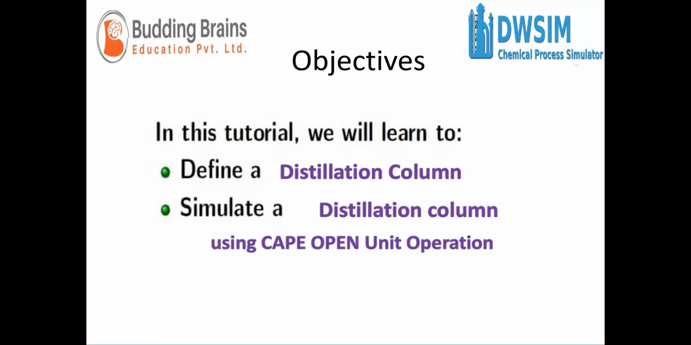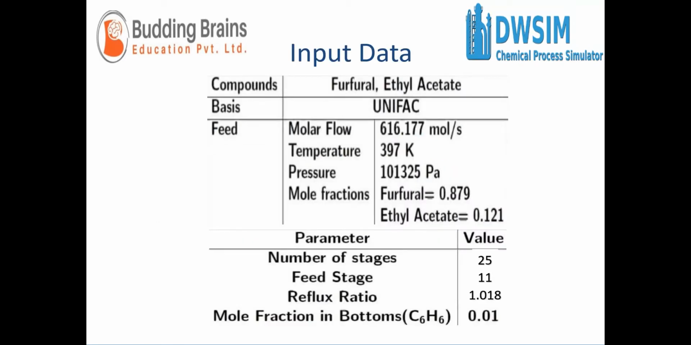In this tutorial, we'll define a distillation column. We'll simulate a distillation column using Cape Open Unit operation. In this simulation, we'll be using the following example. The compounds are furfuryl and ethyl acetate, and UNIFAC is the thermodynamic package. The following process parameters and distillation column parameters will be used for our simulation.